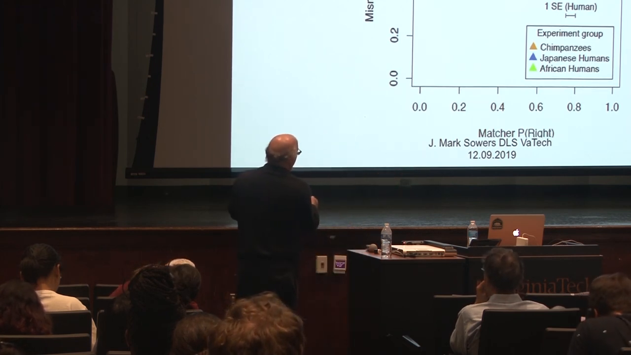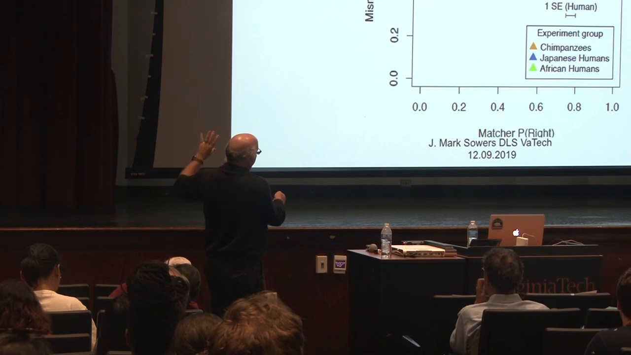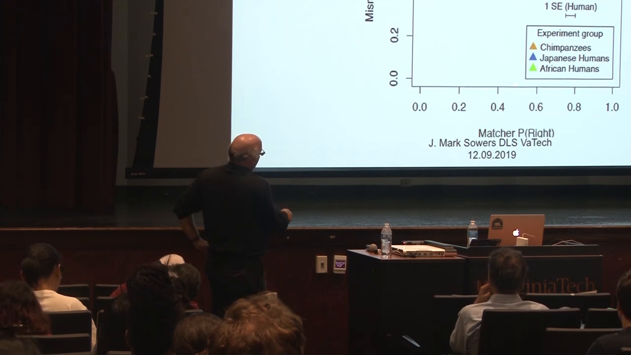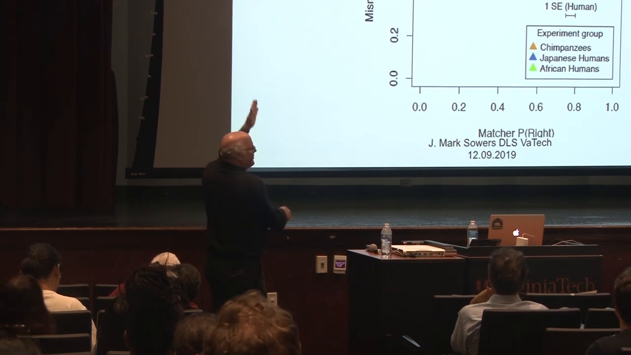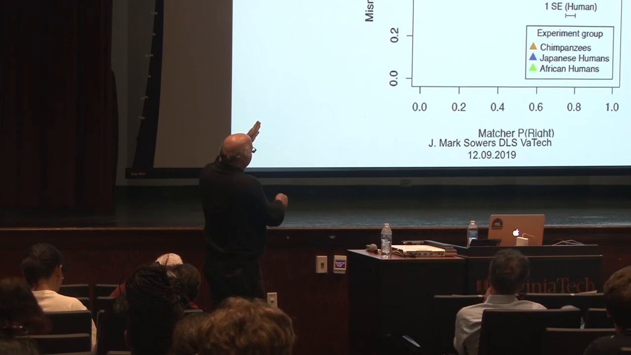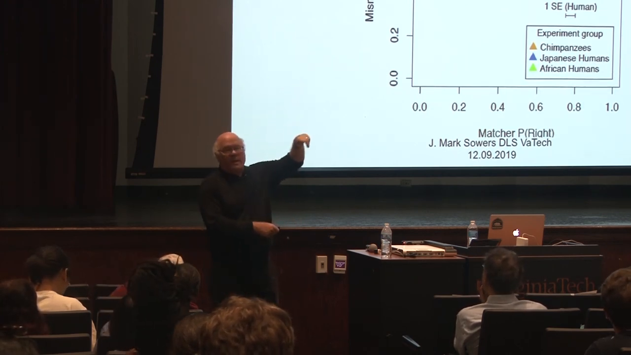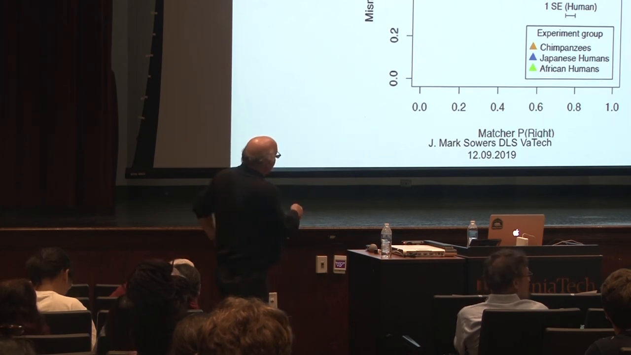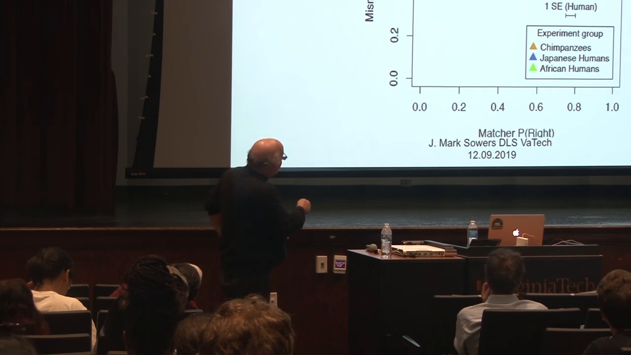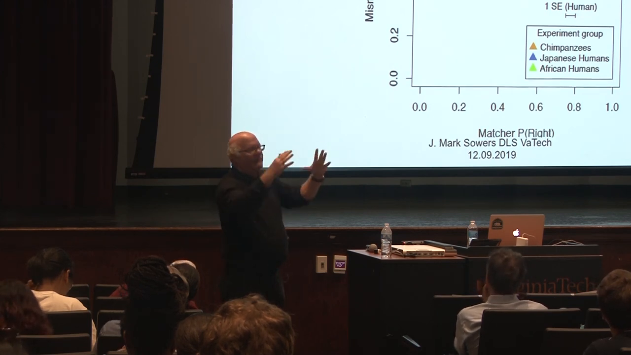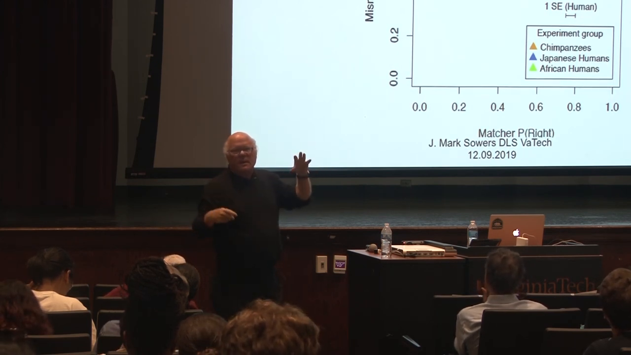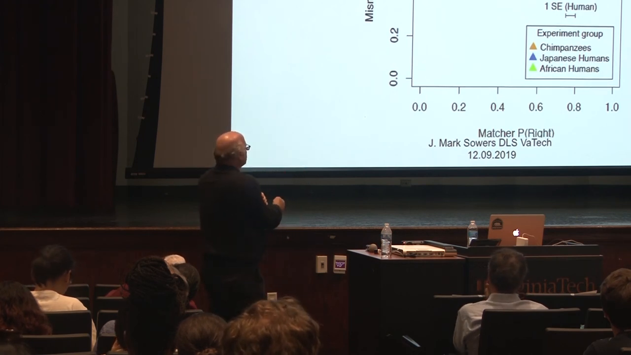And this is the Nash equilibrium. The Nash equilibrium for this particular game is that if you're a matcher, you should pick 50-50, but if you're a mismatcher, you should pick right or wrong. And you can see these are the chimps. The chimps are really close to the Nash equilibrium. By that I mean a few of them are not that close, but if you average them together as a group, as a species, the average chimp is very, very close.